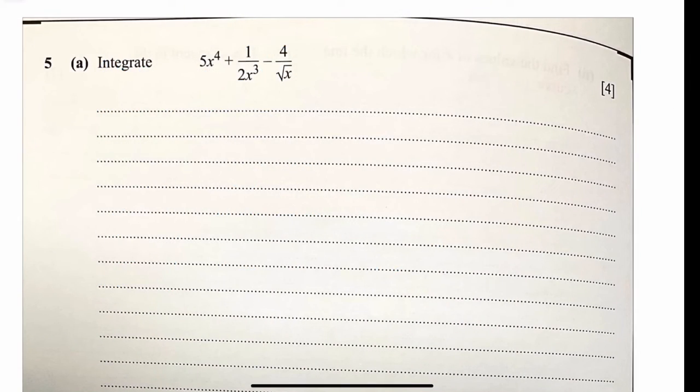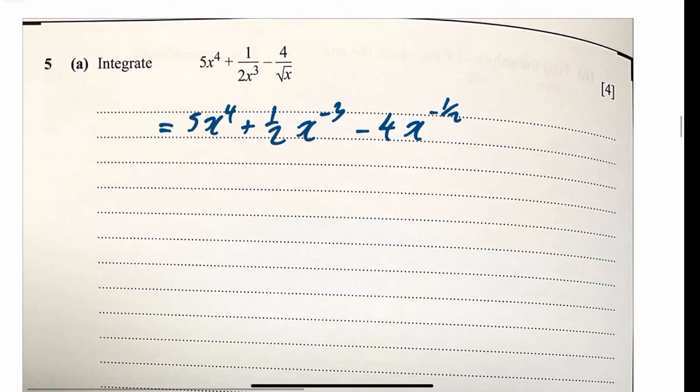Okay, question 5 says integrate, and we have 5x to the 4 plus 1 over 2x cubed minus 4 over root x. First thing you want to do is rewrite this in index form. So you're going to write it as 5x to the 4 plus 1 half x to the minus 3 minus 4 x to the minus 1 half. And then you're good to integrate. You've got an index form, you're good to go.